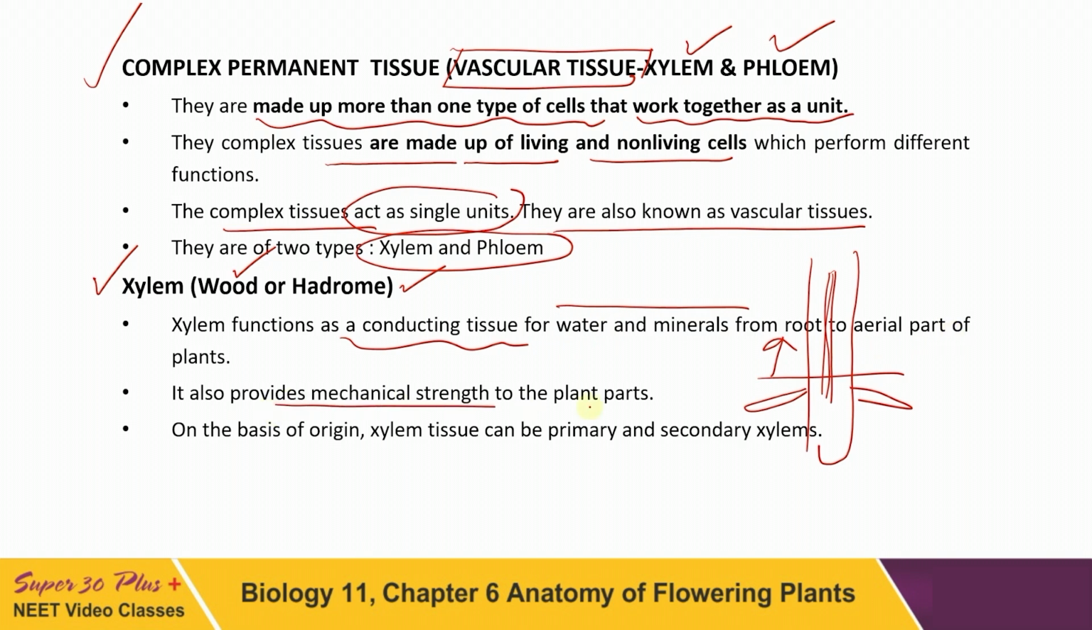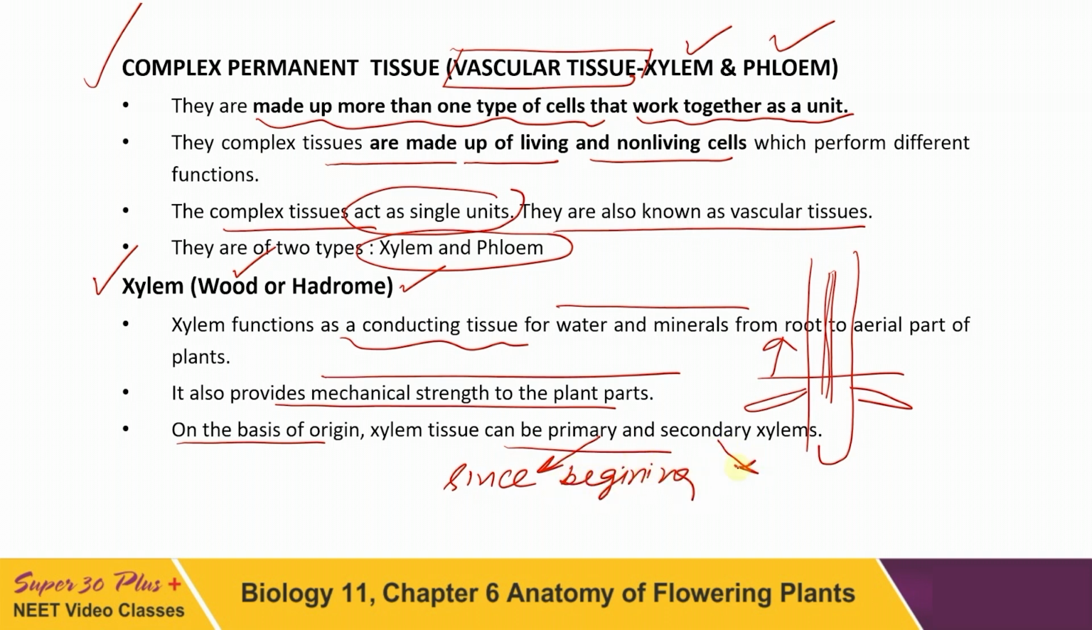It also provides mechanical strength because xylem is made up of 4 elements, you have to see. Three elements are non-living and lignified. That's why it provides mechanical support. Okay, on the basis of origin, xylem tissue can be primary, which is present since the beginning, and secondary xylem, which will be developed at the time of secondary growth. It will develop later on. Is it right? It will develop later on.